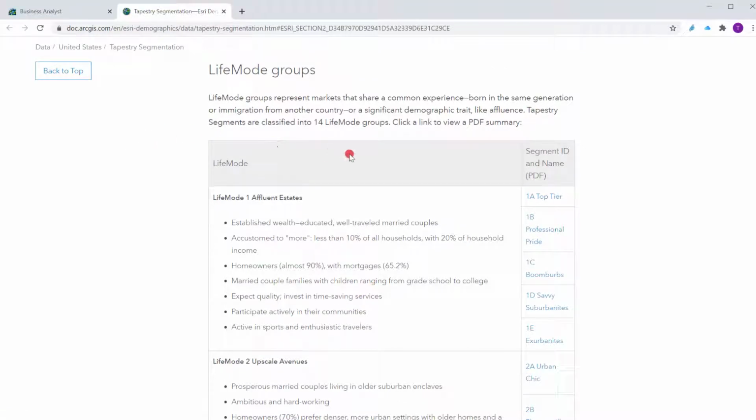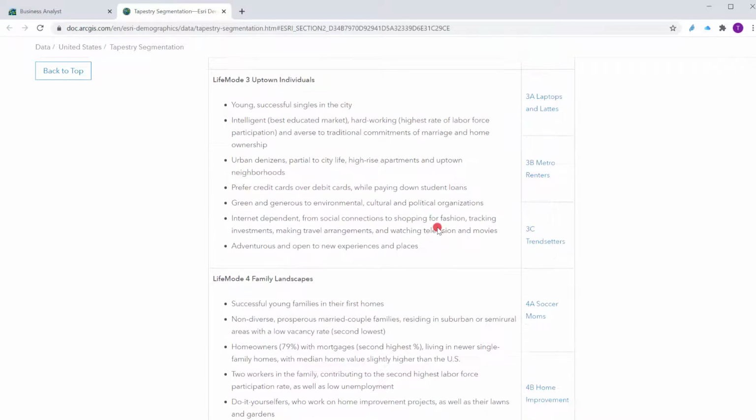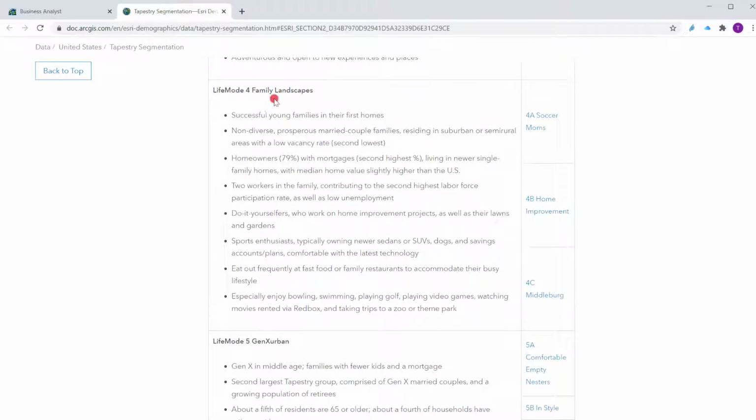Yeah, and now it comes here: Life Mode, Affluent Estate, Life Mode 1, established wealth, educated, well-traveled married couples. Yeah, no, we want to know what L4 means. Family Landscapes, successful young families in their first homes. First home. This is real estate market analysis. You need to jump up and say, yeah, first home. Why? They might want to buy another one.